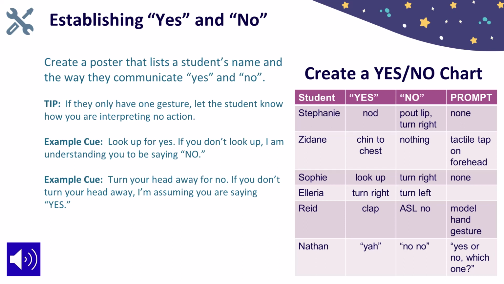If they only have one, you can let them know, I see a smile for yes, but nothing for no. So if you don't show me anything, I'm taking that as a no.